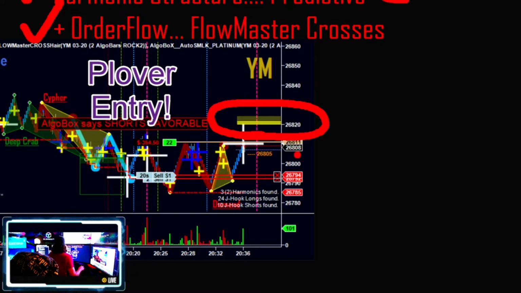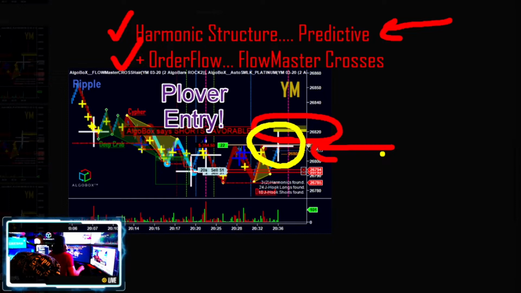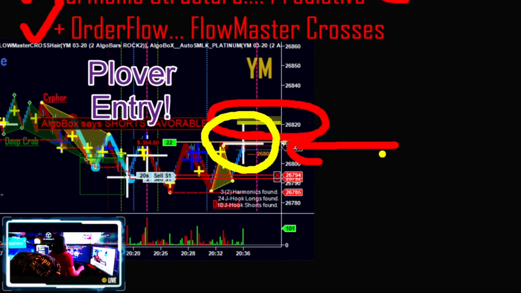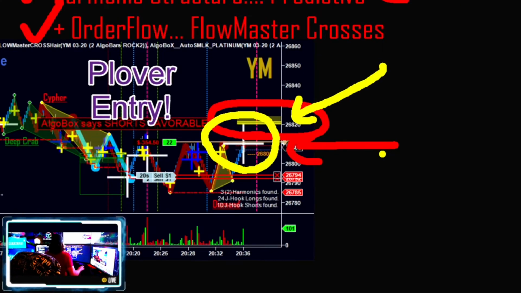You need an entry on the Flowmaster order flow cross. What is that? The Flowmaster cross right there. Now, this is the white cross, not to be confused with the other two colors we have. We do have blues and yellows. You'll learn that in the Flowmaster course. But what we're using here to combine this inside of the plover strategy is the combination of the Flowmaster cross being your entry point and the target being the predictive harmonic PRZ. You guys got that? If you understand that, let me know down in the comments below. Be like, yeah, I got it, understand it, love this strategy.